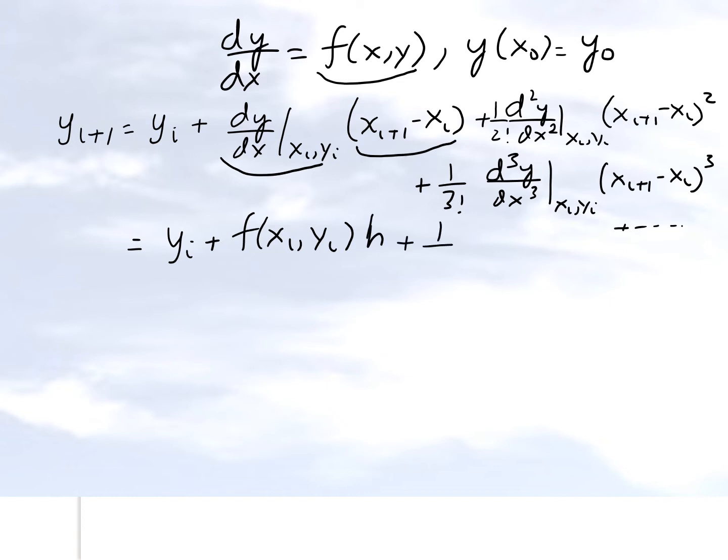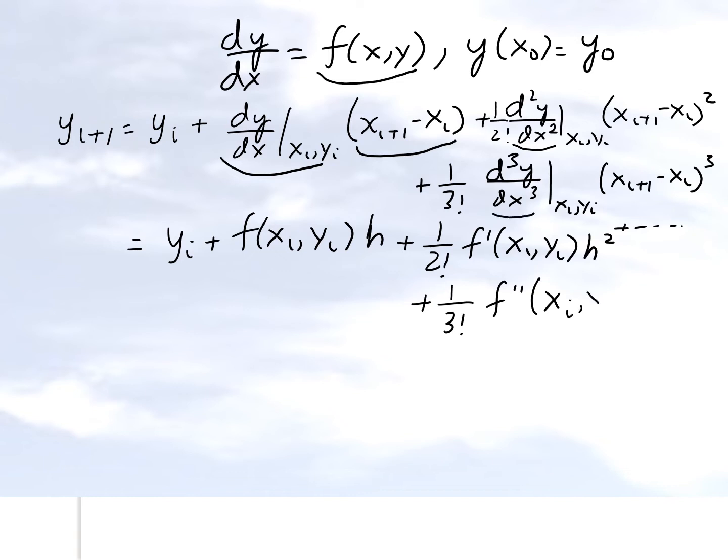Then I get 1 by factorial 2 f prime of x sub i comma y sub i, and then it'll be h squared there. Then we have 1 by 3 factorial times the second derivative of the function f, because if this is the first derivative of function f, this will be the second derivative of function f with respect to x, of course, and so on and so forth. So those are the infinite terms of the Taylor series which we have.